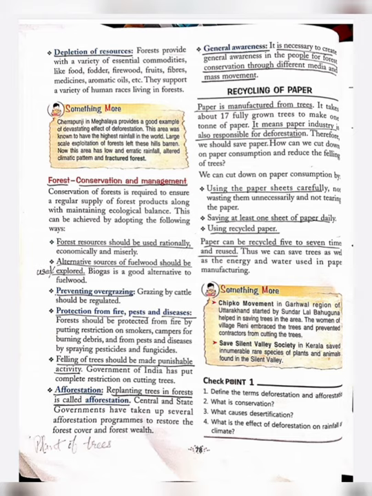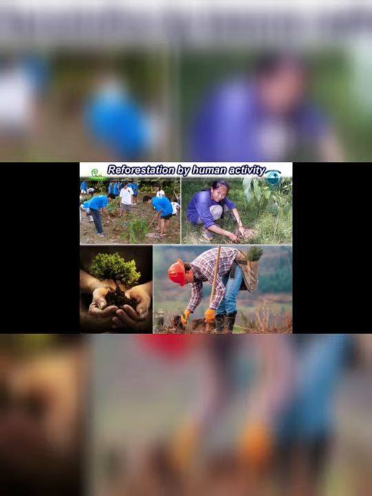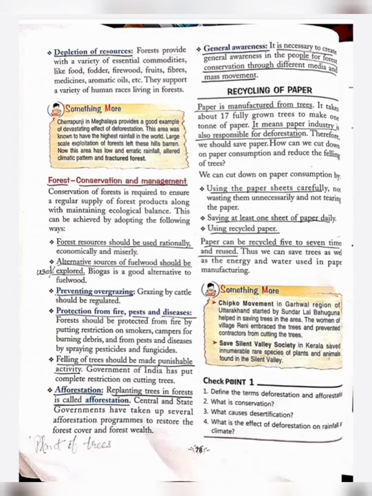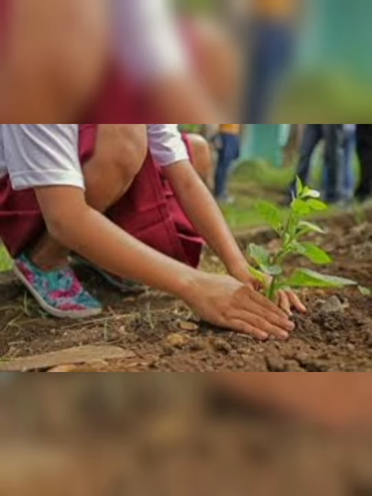Now we will discuss how to conserve forest. This can be achieved by adopting the following ways. Forest resources should be used rationally, economically and miserly. Preventing overgrazing. Grazing by cattle should be regulated. Protection from fire, pest and diseases. Felling of trees should be made a punishable activity. Afforestation. Replanting trees in forest is called afforestation.